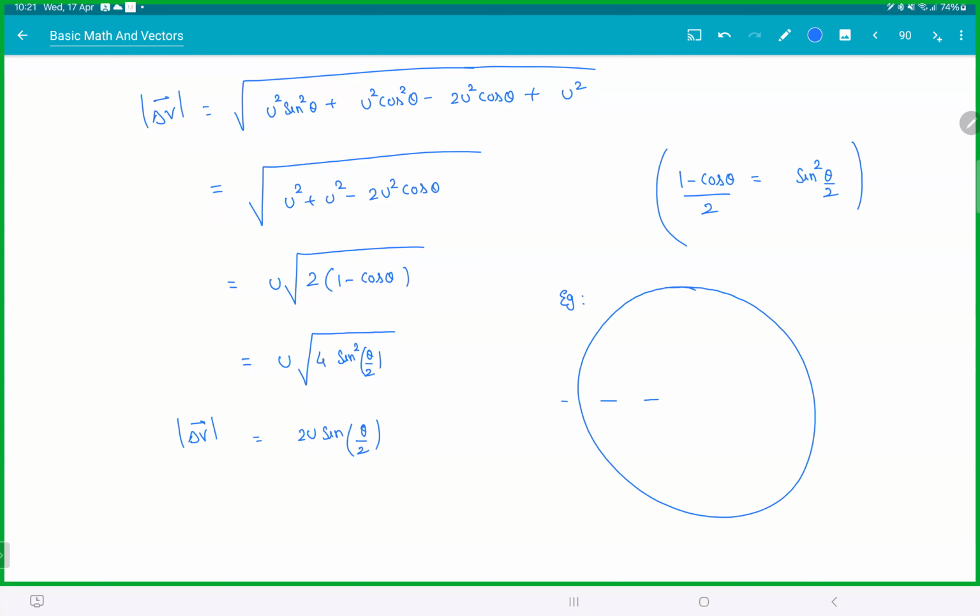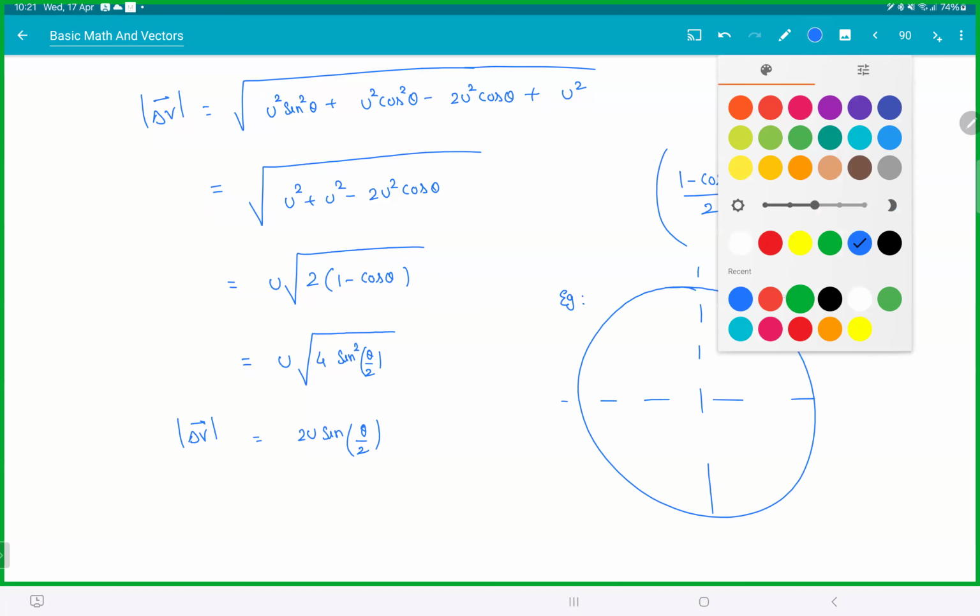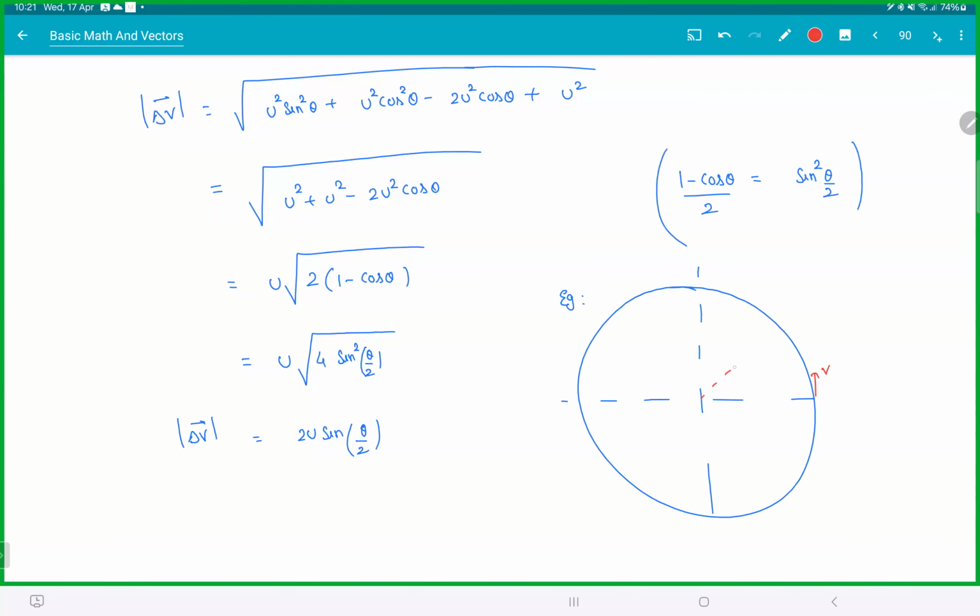So example, let's say a particle is initially here, the speed is v. It rotates by an angle of 60 degrees and it becomes like this. So the change in velocity will be 2v sin(60 by 2), which is sin 30. So v is the answer. That was a straightforward Mains and CET level question. Clear? And quite a useful result. We are going to encounter this again when I teach you differentiation.